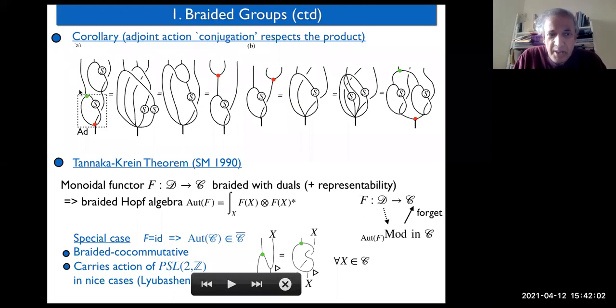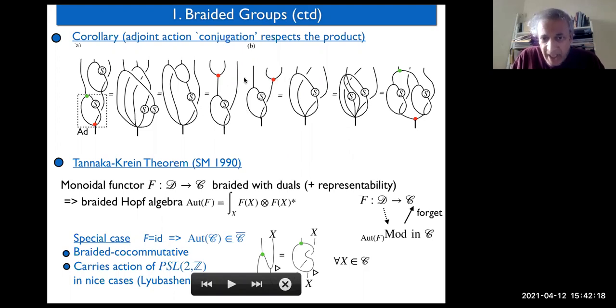And this checks that you have an action. So if you apply it once and you apply it again, then you get the same thing as applying the product and then applying that product using the adjoint action. So that means it's truly an action. And this says that it respects products.